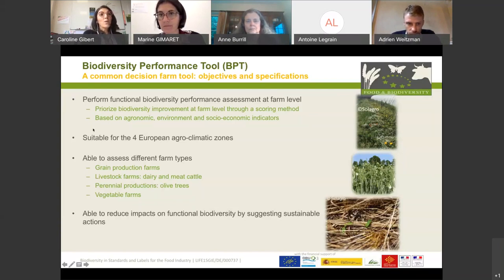Second, the tool needs to be suitable for the four European agroclimatic zones, since we had four countries in our consortium: Spain, Portugal, France, and Germany. And we want the tool to be able to assess different farm types: grain production farms, livestock farms, either dairy or meat cattle, perennial productions, for example olive trees in Spain, and vegetable farms.